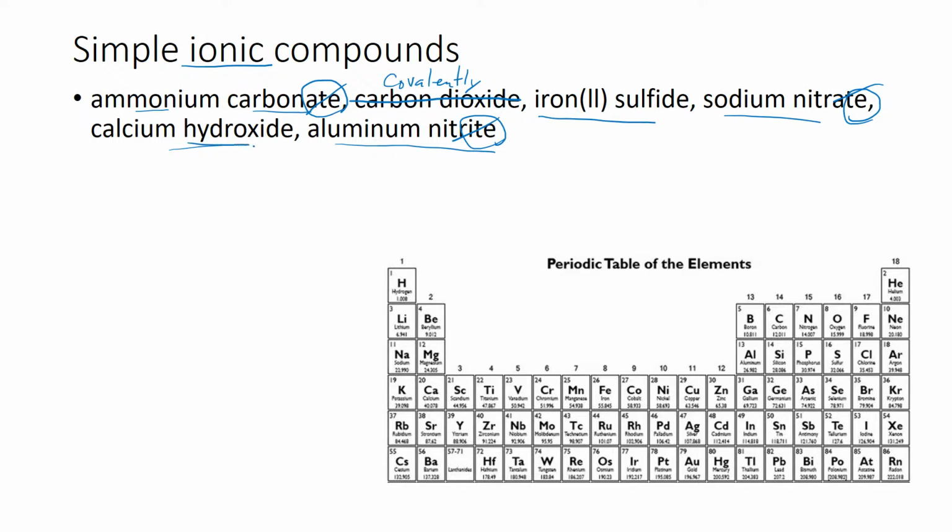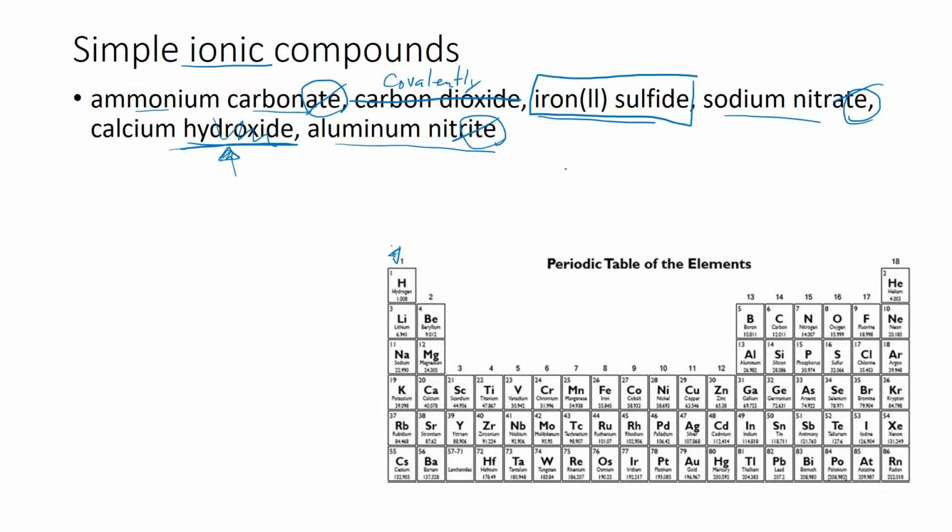And here we have a hydroxide. Hydroxide, that's not a thing. That's not a hydrogen, by the way. A hydroxide is an OH minus. So this is actually a complicated one. The only one that we have left that's a simple ionic compound is iron 2 sulfide.